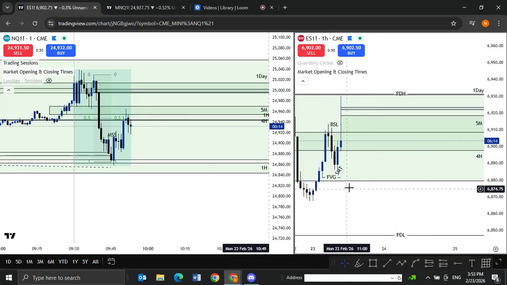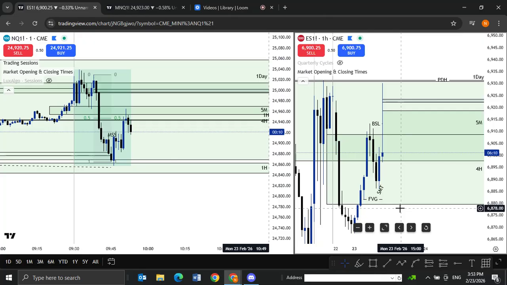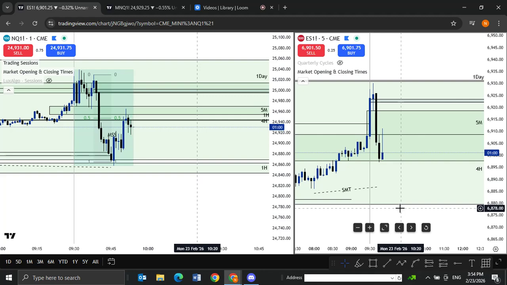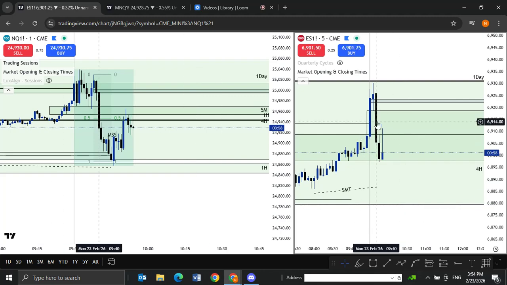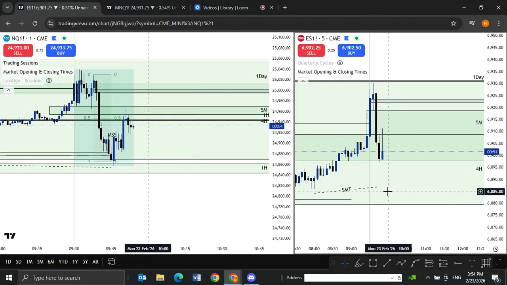Hard to say for now. I think we still might go lower or higher. It's already a 50-50 scenario now. I like this 5 minutes inversion, I'm not gonna lie. We came back into this inversion, now we're rejecting.